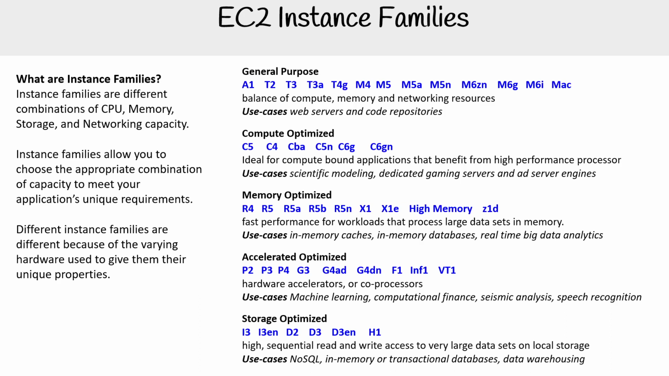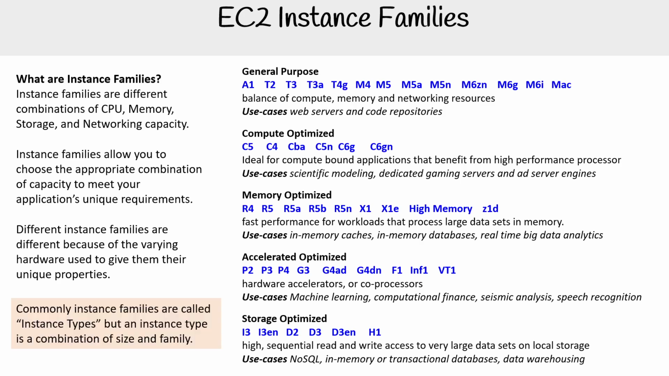I wouldn't get so fixated on the numbers or the family versions, as some of these could be a bit dated now. But what's important to remember is the individual letters, as they are going to really help you indicate this stuff. Commonly, families are called instance types, but an instance type is a combination of size and family. So just understand that that term gets mixed up.